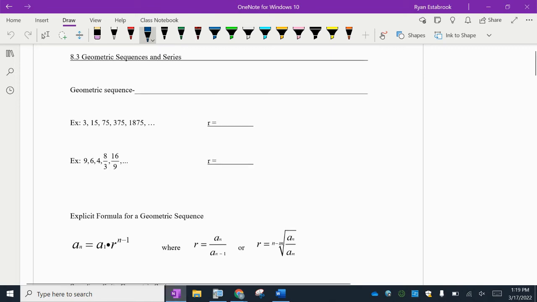8.3, geometric sequences and series. And yesterday was arithmetic. That was when you have a common difference between all the terms. You keep adding the same number every time. It might be adding a negative number, but you're adding the same number every time.